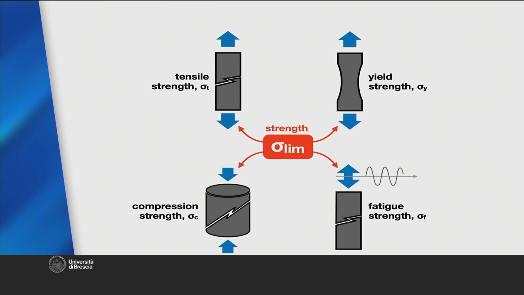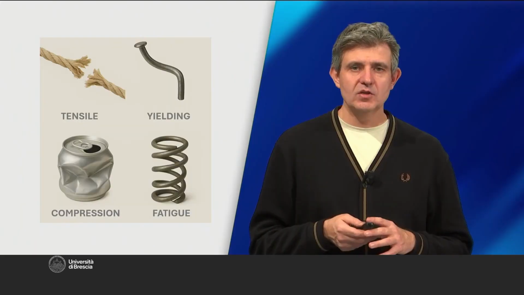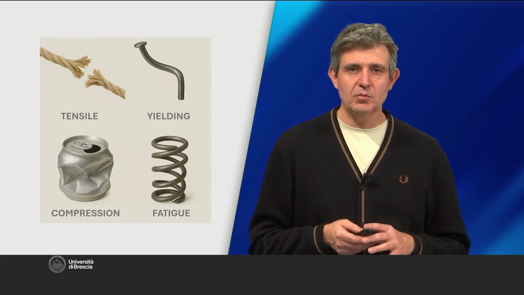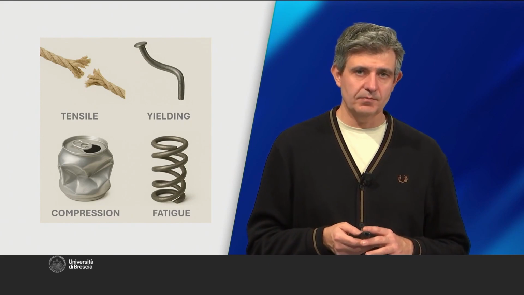Finally, we have fatigue strength. It is the maximum stress that can be applied to a material in the case of periodic loads repeated over time. It can also occur at stress values much lower than those measured under static conditions. Fatigue strength generally refers to a stress that can be applied and removed for 10 million cycles without the material failing. This means that, depending on the type of design, we need to choose the most appropriate strength parameter.